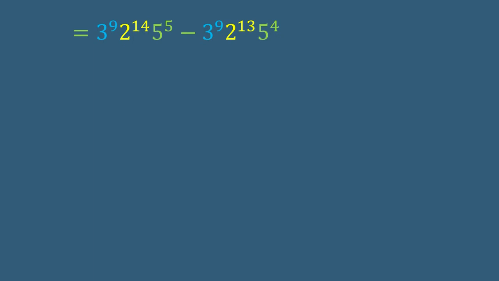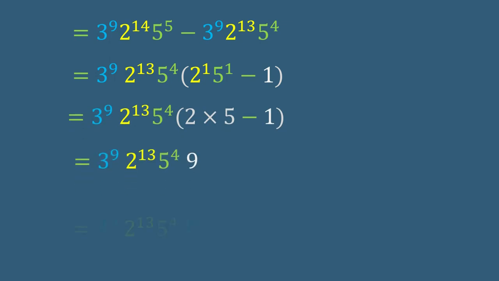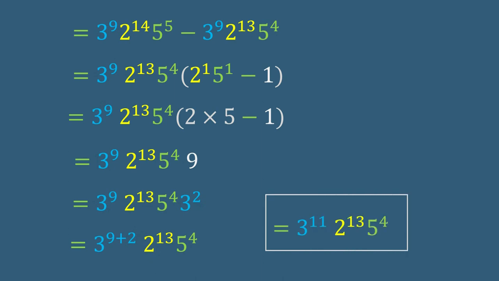Further simplifying it by taking 3 to the power 9 times 2 to the power 13 times 5 to the power 4 as common in both terms. Finally, it is simplified into 3 to the power 11 times 2 to the power 13 times 5 to the power 4.